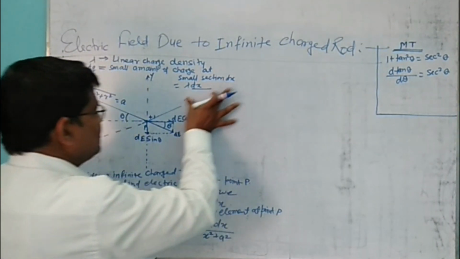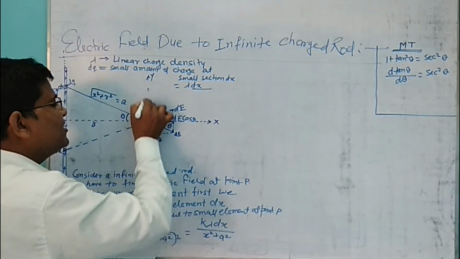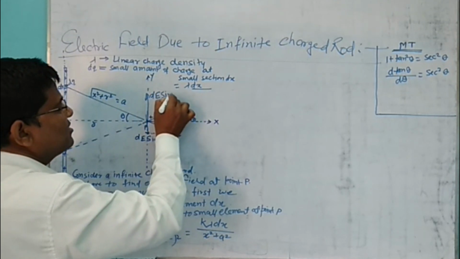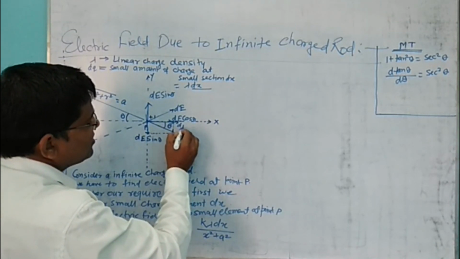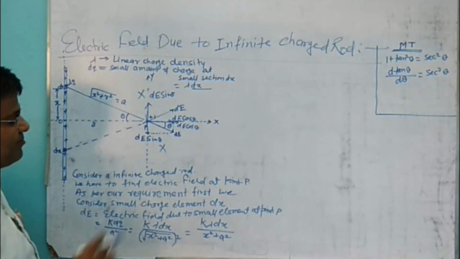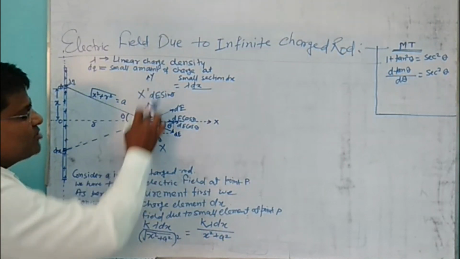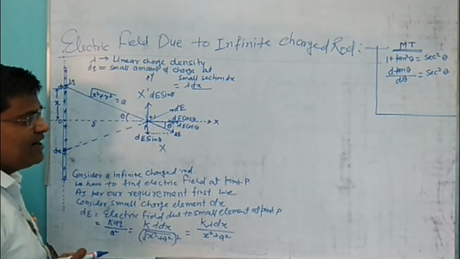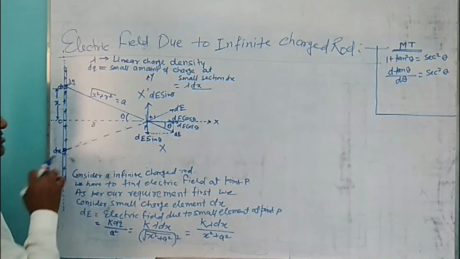The vertical component is dE sin theta, and the horizontal component is again dE cos theta. The vertical component is cancelled out because both are equal in magnitude and opposite in direction, and the horizontal component is added. This is the net electric field due to this charged rod.